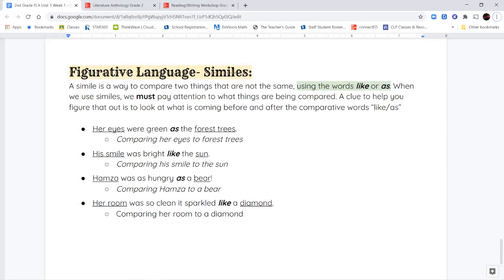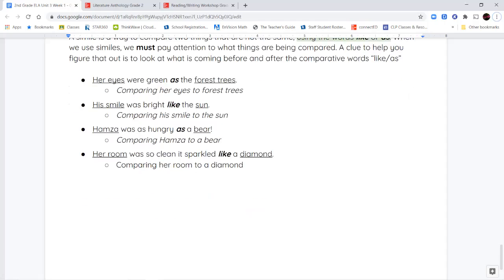If I say his smile was bright like the sun, I'm comparing his smile to the sun. If I say Hamza was as hungry as a bear, I'm comparing Hamza to a bear. So take a look at what was talked about before the like or as and what was mentioned after the like or as. That's telling you what it was being compared to. Now, if I say her room was so clean, it sparkled like a diamond, I'm comparing her room, right? I'm talking about how clean her room was, and I'm comparing that to a diamond.